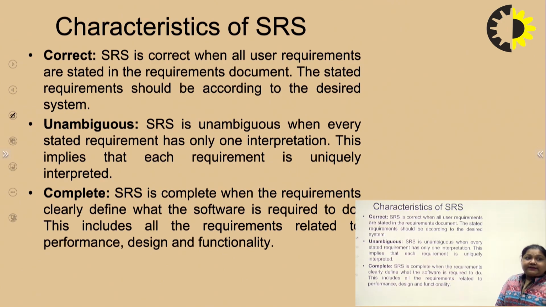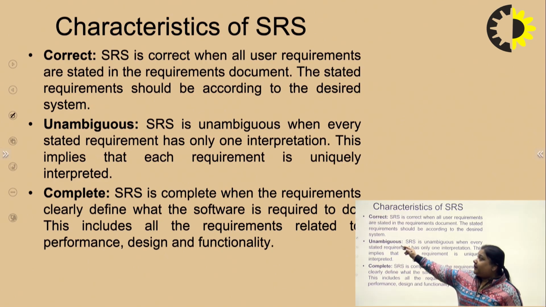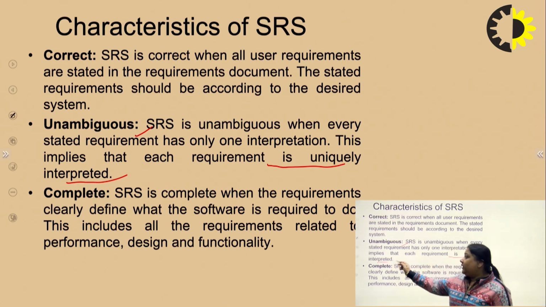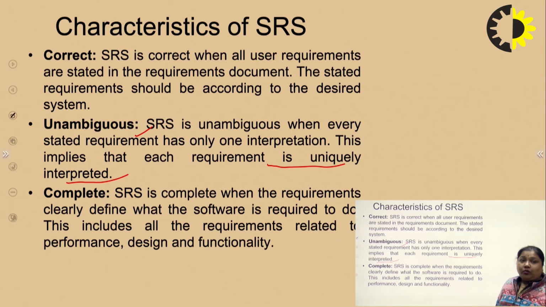There are some characteristics of an SRS. It needs to be correct. If the SRS is correct, then all the user requirements are stated in the requirement document. The stated requirements should be according to the desired system. Unambiguous means the requirements are not unnecessarily repeated. It is unambiguous when every stated requirement has only one interpretation. This implies that each requirement is uniquely interpreted and not repeated.